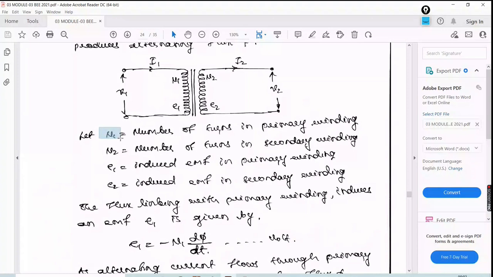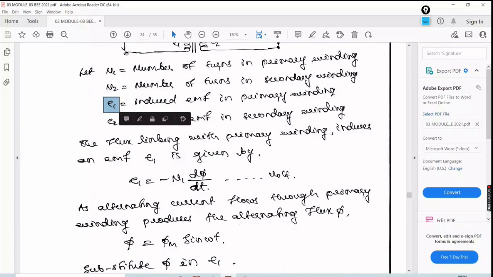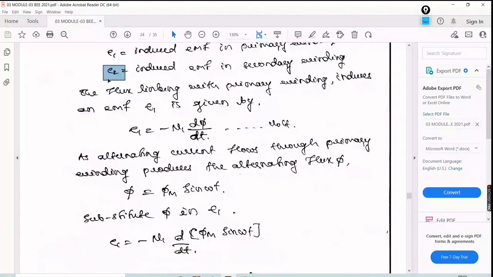Okay, N1 is the number of turns in the primary, N2 is the number of turns in the secondary, E1 is the EMF induced in the primary winding, and E2 is the EMF induced in the secondary winding. As per Faraday's first law, the flux linking the conductor will cause an induced EMF. But what is its magnitude? That can be defined by the second law.